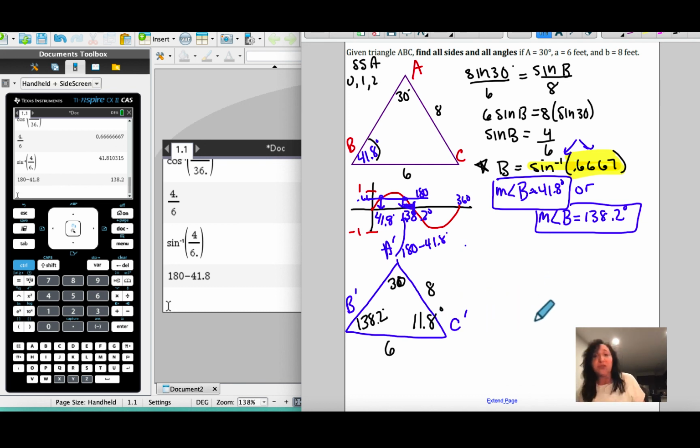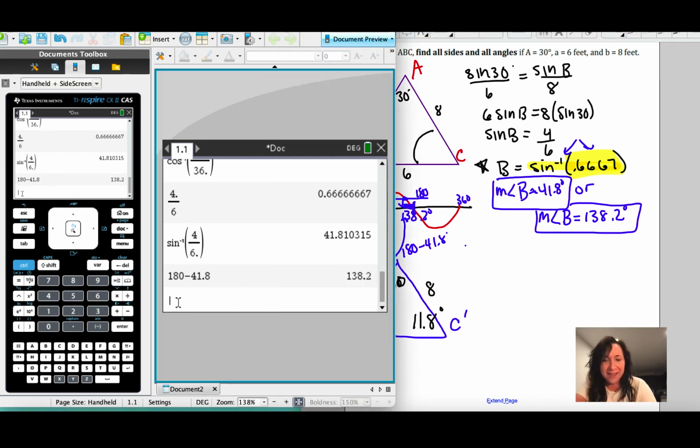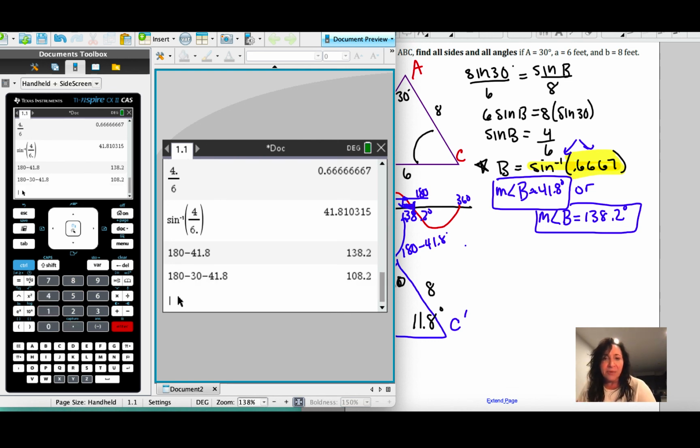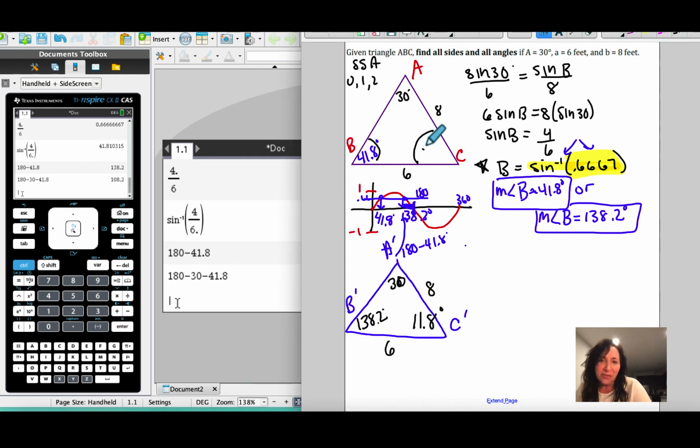11.8. We can say, hey, we got two triangles. This triangle here, I still need this angle. So I'm going to use this calculator. Sorry about that, I was using my own calculator. 180, subtract 30, and then subtract 41.8 gives me 108.2. So what that means is this little angle here is 108.2 degrees. So what we have is two different triangles now. What I need to know is what's little c here, and what's little c here, two little c's. And they're going to be different because these angles inside are different, right?